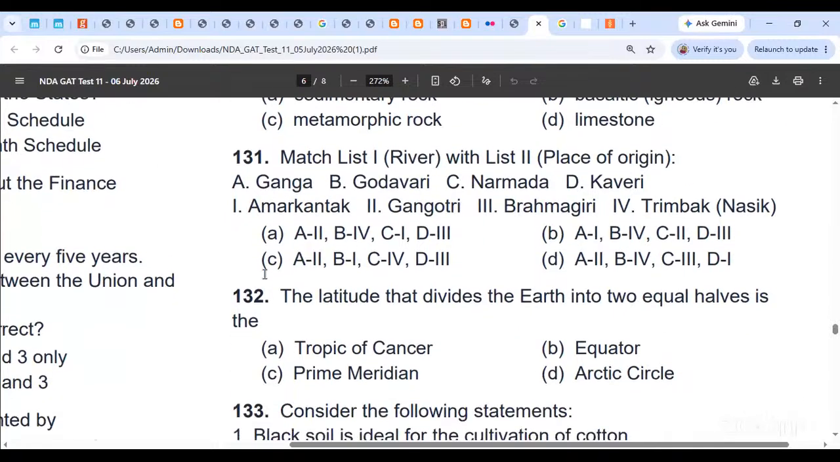Okay, question 131. Match list one river with the place of origin. Yeah, you have to know this. Ganga rises in the Gangotri. Okay, Godavari famously in Trambakeshwar, Nasik. Okay, Narmada has its origin in the Amarkantak range, and Kaveri has its origin in the Brahmagiri hills. Western Ghats may have Brahmagiri hills, Kodagu district. So Karnataka, that is where the Kaveri has its origin.